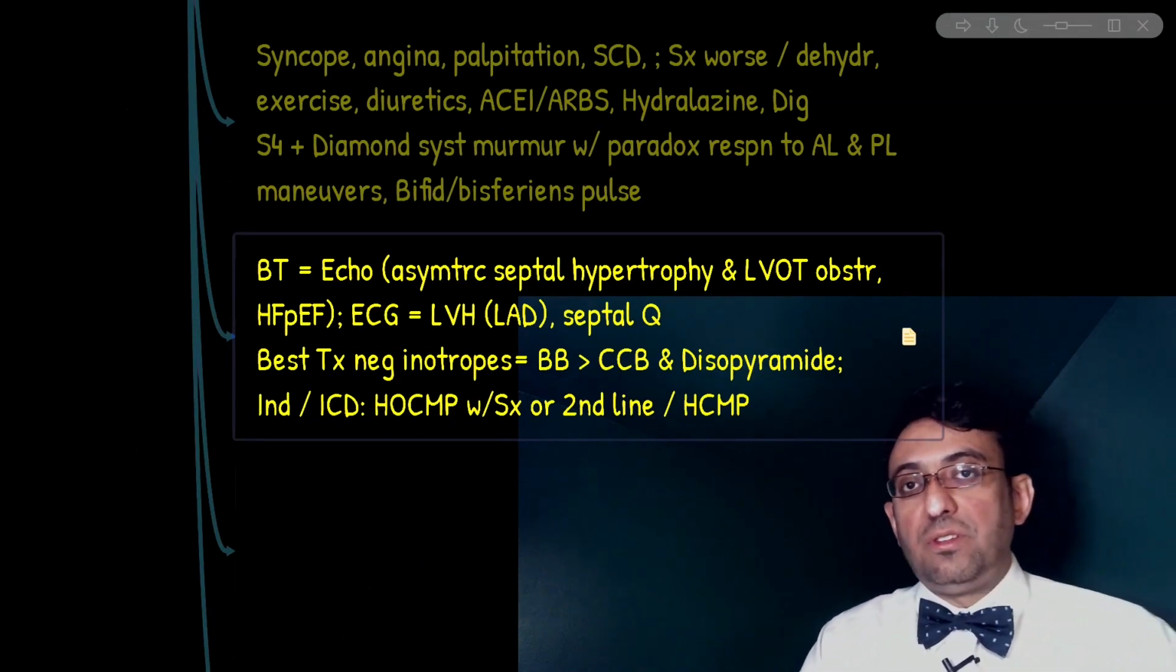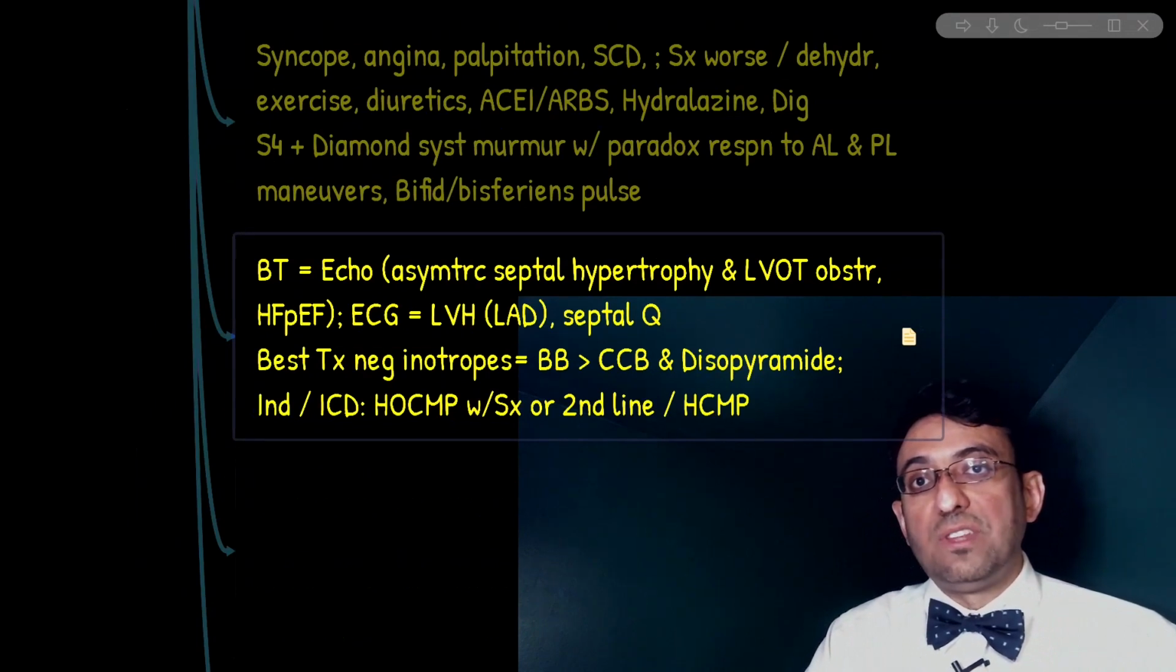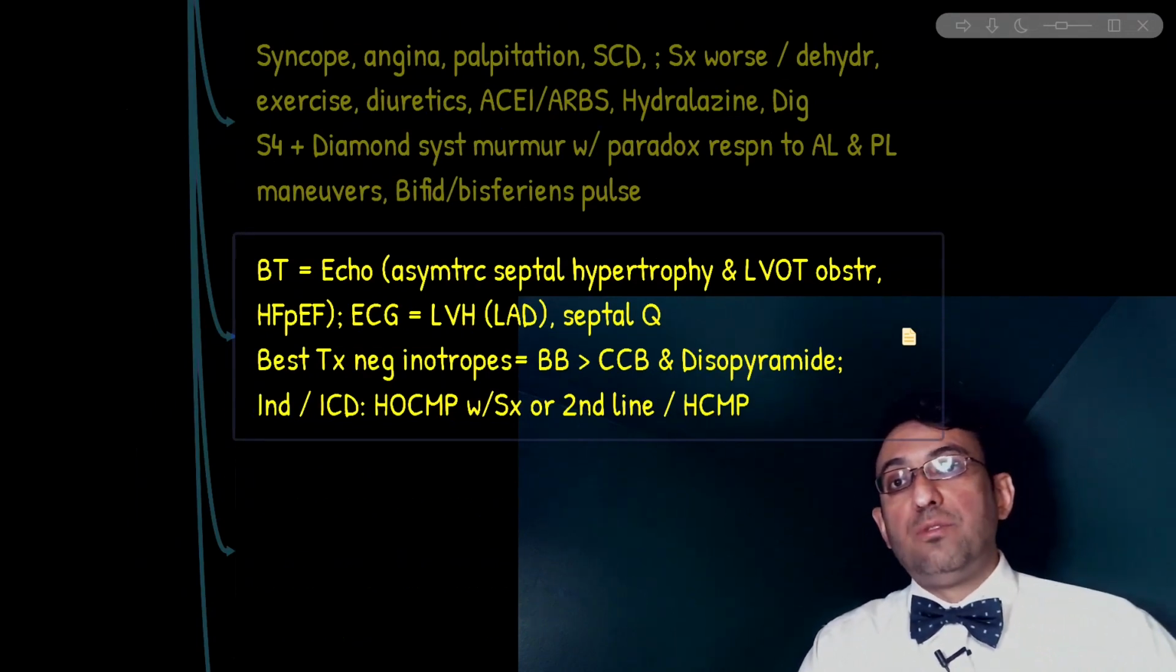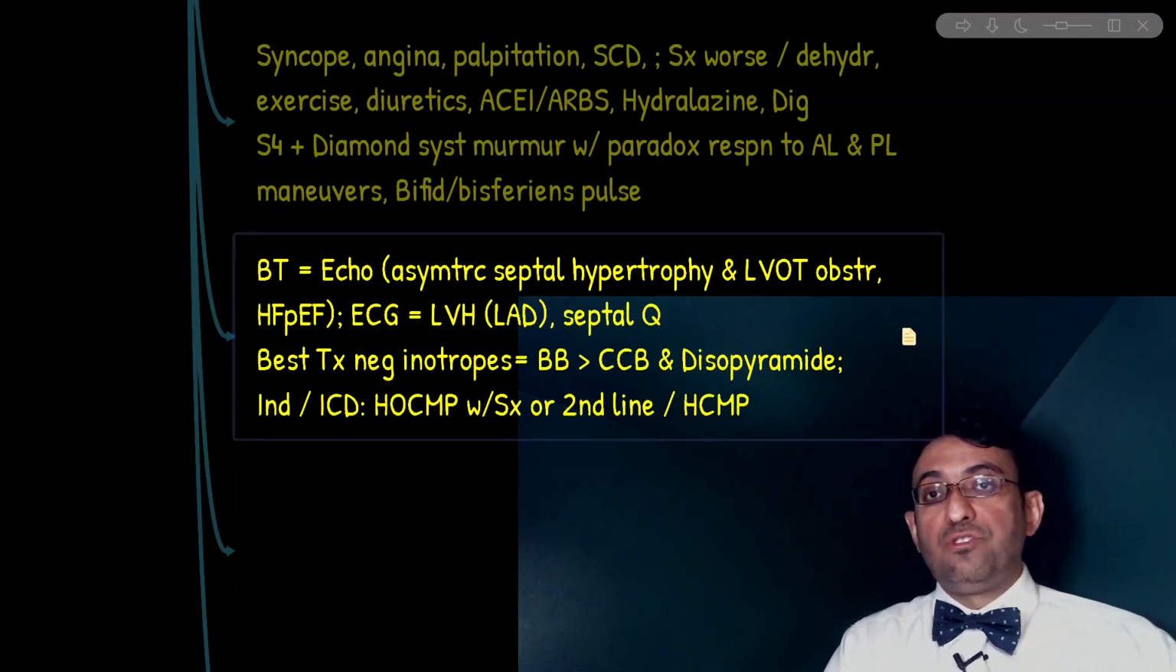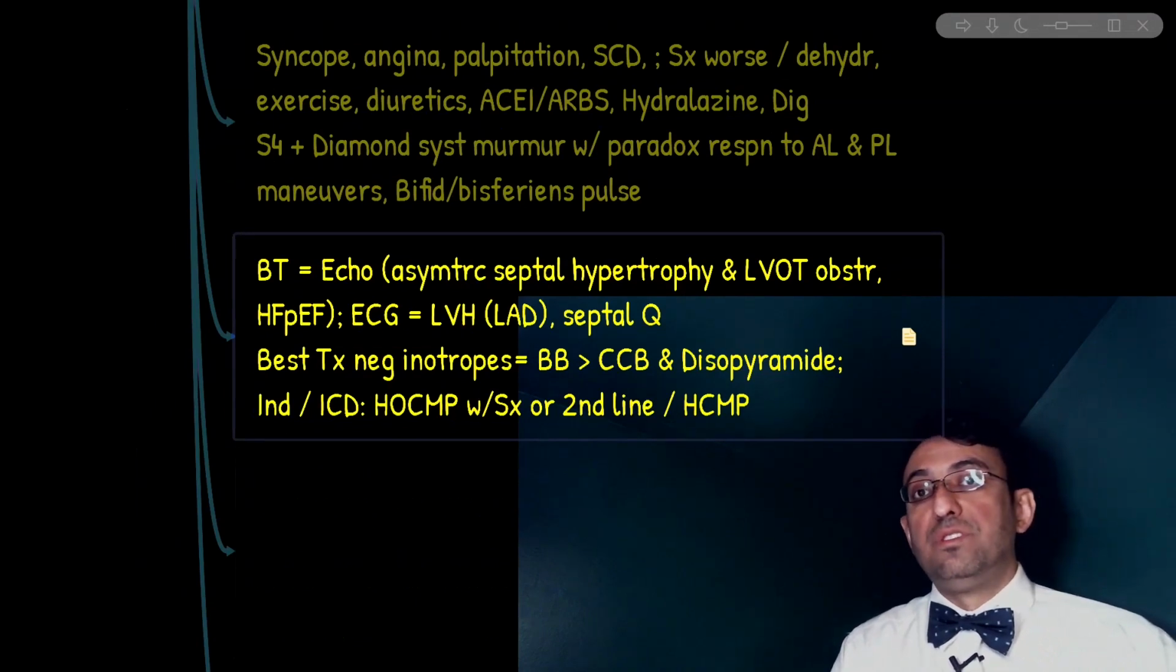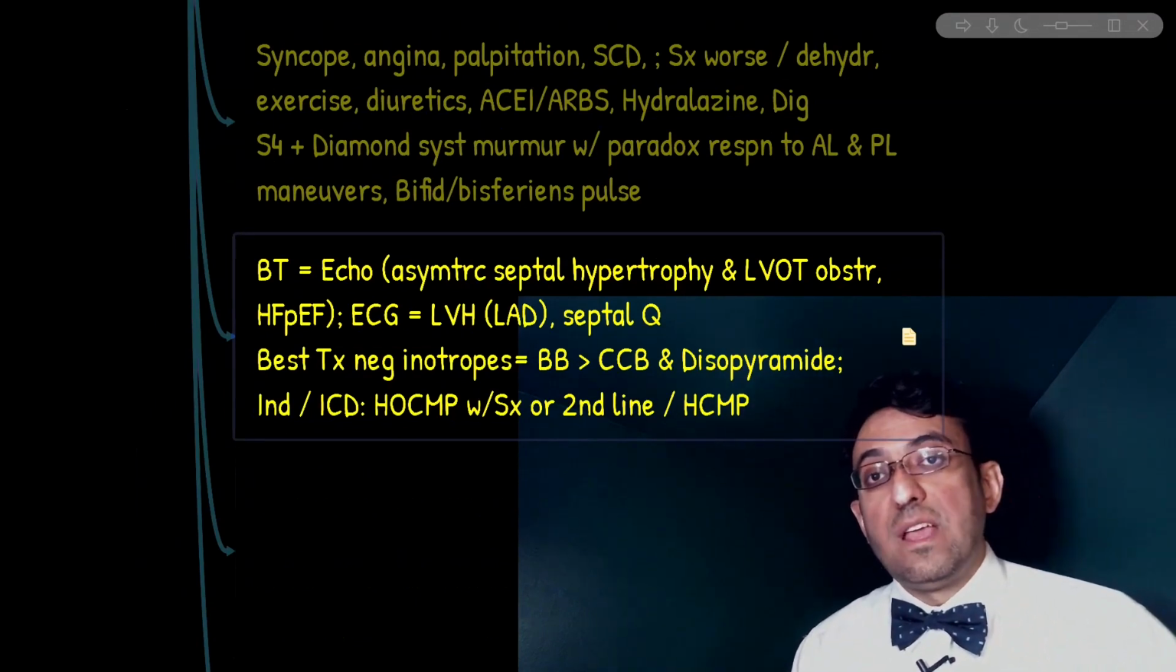Now, if the patient shows no response and is refractory to medical management, what is the next step? Either myomectomy or alcohol septal ablation. Another very important question, what are the indications for ICD, the implantable cardioverter defibrillator, for patients with HCMP?